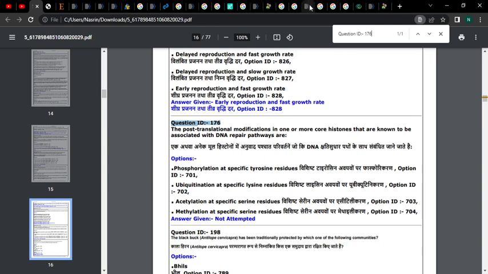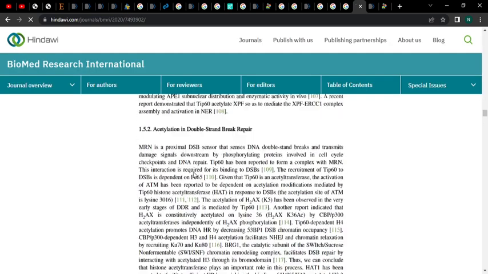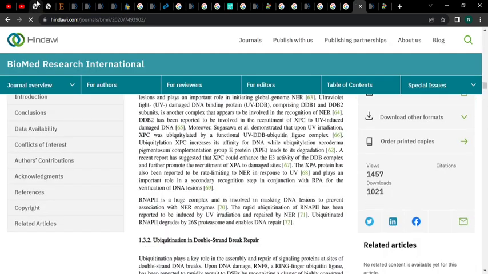If you want an in-depth analysis of this, I will be adding a few papers for you, so you can refer to this particular paper. In this paper they clearly mention the post-translational modification in the DNA repair pathway.